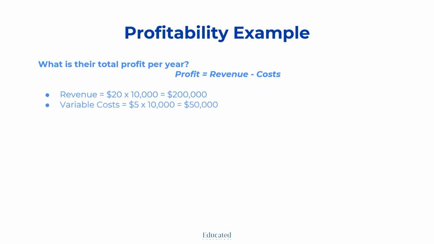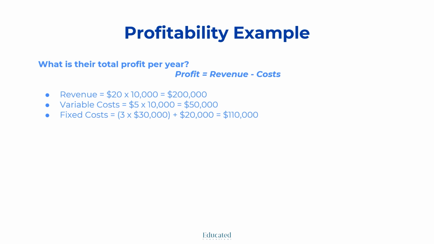Secondly, we know that they purchase each of these toys from a manufacturer for $5 each, meaning their cost of goods sold per unit is $5. Therefore, we can see that their variable costs per year equate to $50,000. Finally, we found out that the toy store has 2 types of fixed costs: rent and wages. Their yearly rent costs are $20,000 and they pay 3 employees $30,000 each a year. Therefore, fixed costs are $110,000 per year.